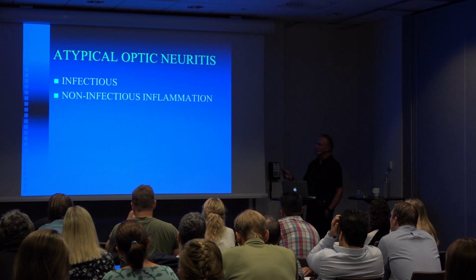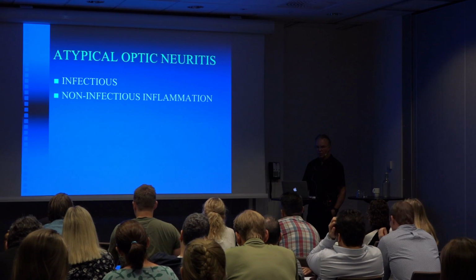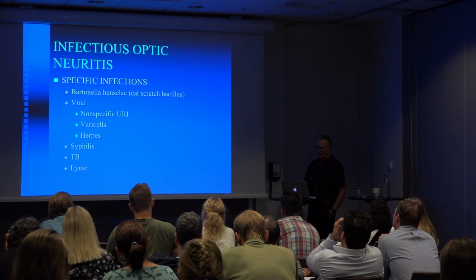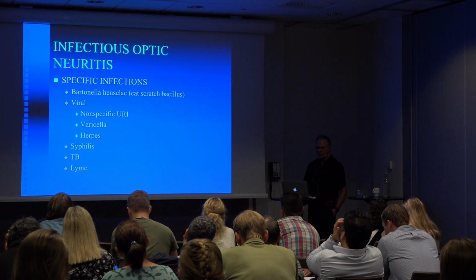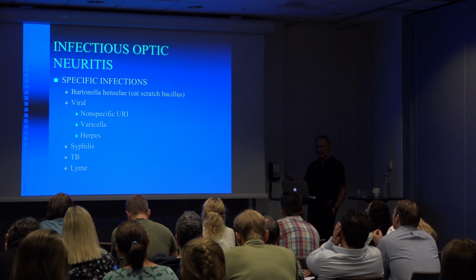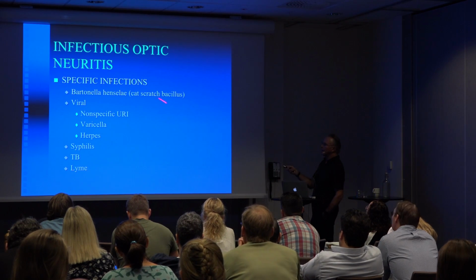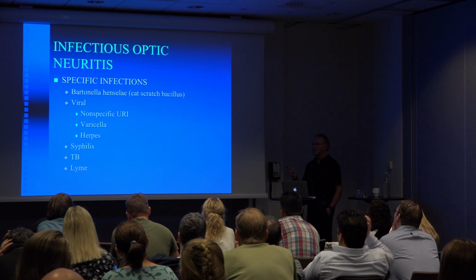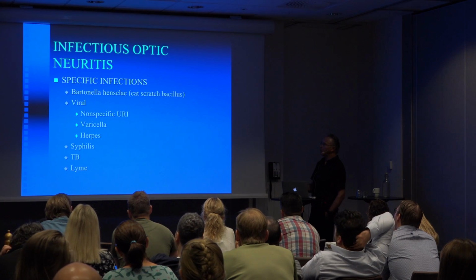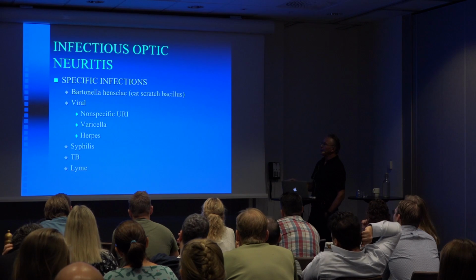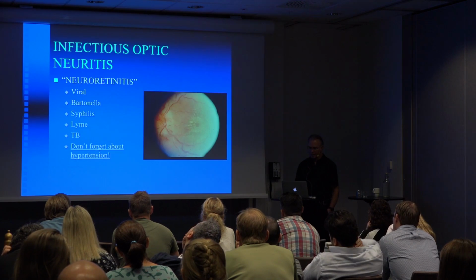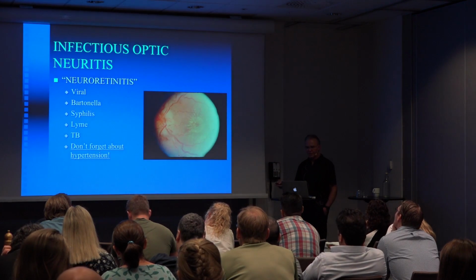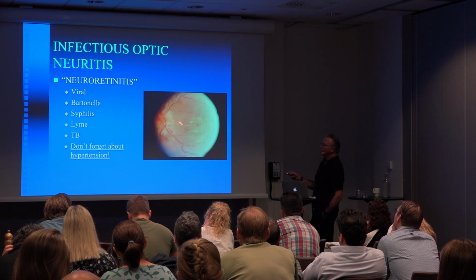So these categories, we usually think about either infectious causes or non-infectious inflammation. And the infectious causes, the two that we really think about in the US commonly are Bartonella and syphilis. Syphilis is still an issue. I'll show you a quick example of that as you go along. There are others in there, but infections can produce it. Neuroretinitis, this Bartonella thing, is the most common.